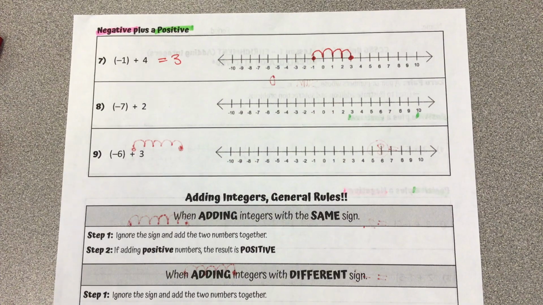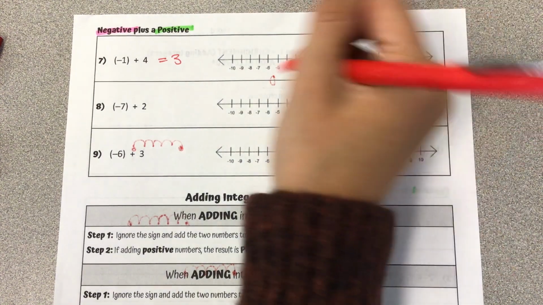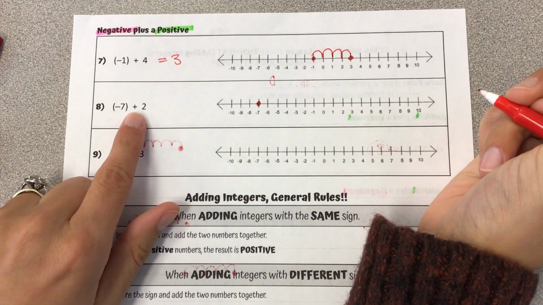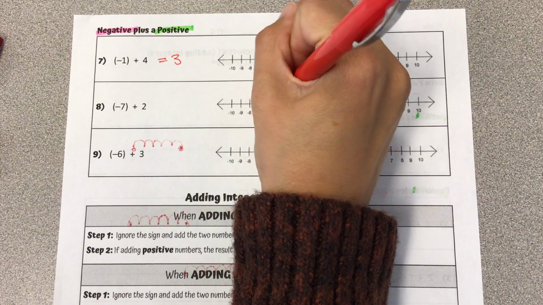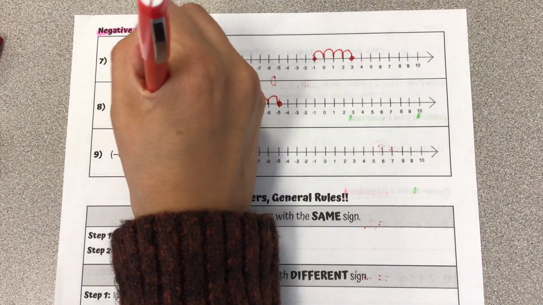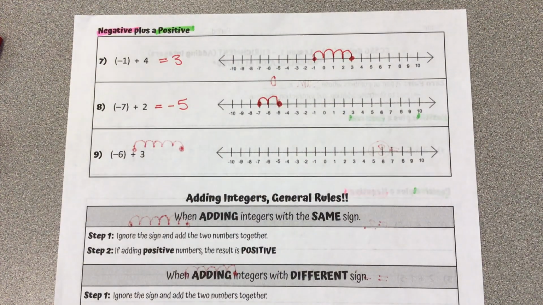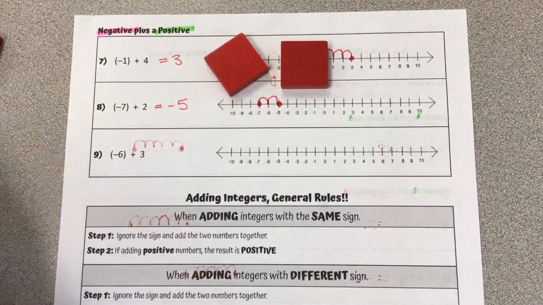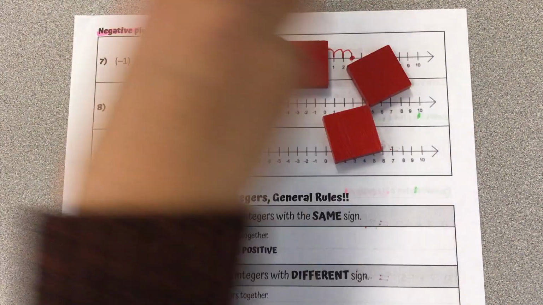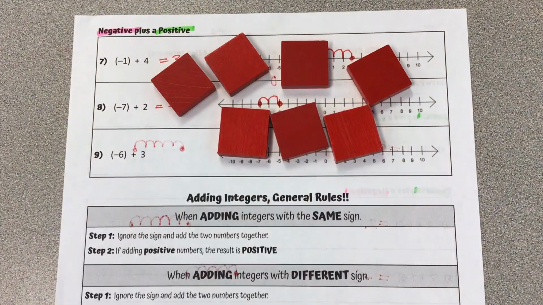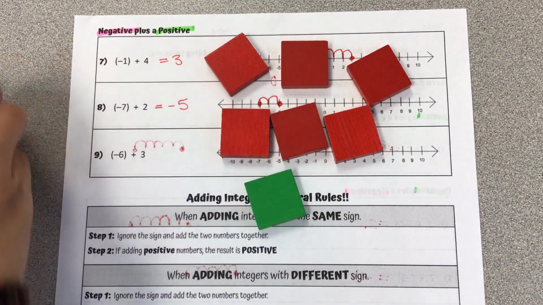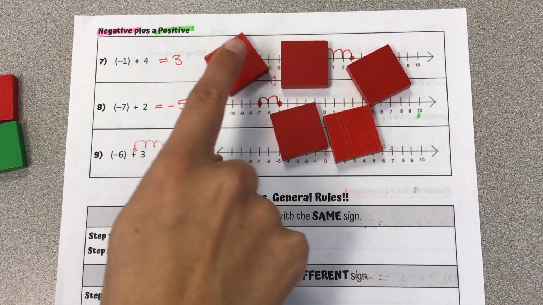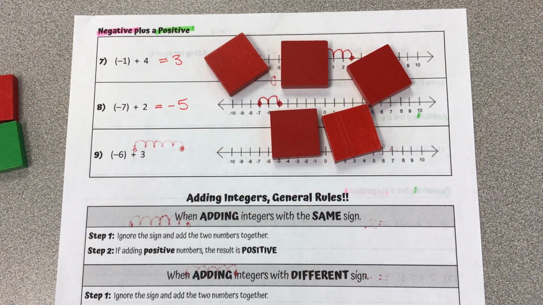Number 8, we're doing -7 plus 2. So I'm starting at -7. When we add a positive, we go to the right. So I'm moving 1, 2 to the right, which puts me at -5. If we think about it with our blocks, we started with 7 negatives. We added in 2 positives. These will cancel out. These will cancel out. We're left with 1, 2, 3, 4, 5 negatives.